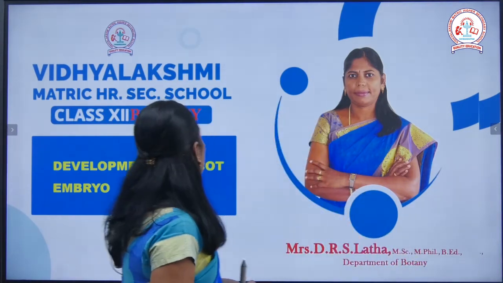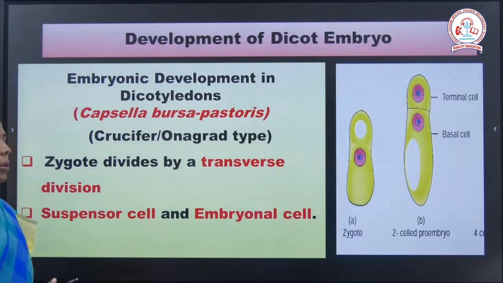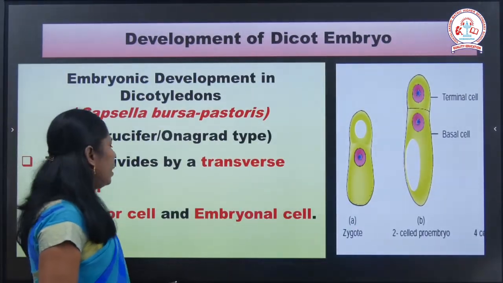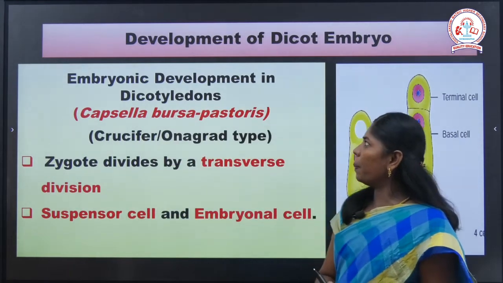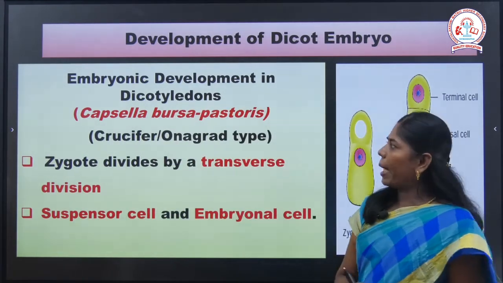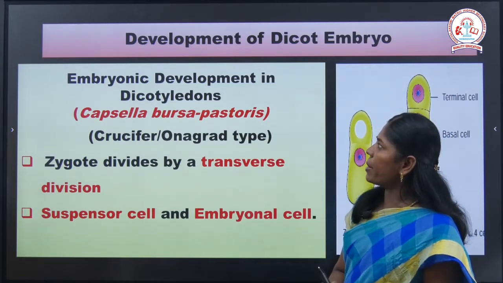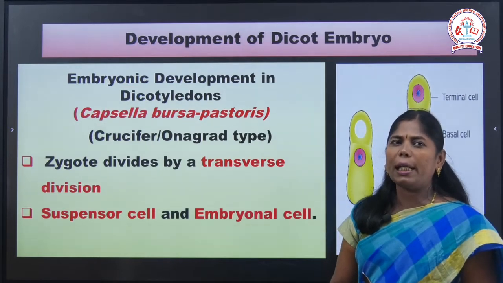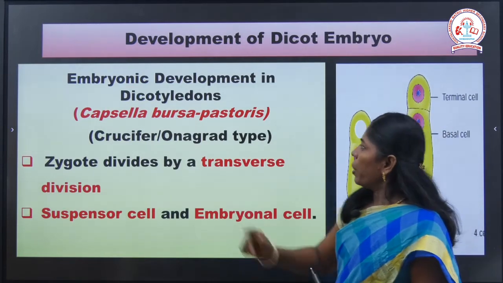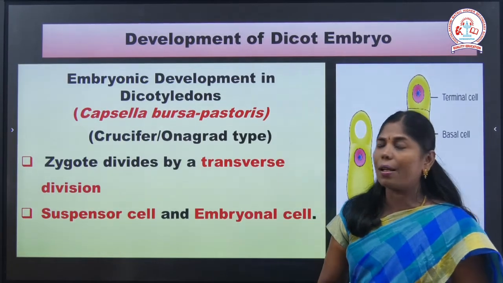Development of dicot embryo. The embryonic development in dicotyledons. Today we are going to take the species Capsella bursa-pastoris, which is the name of the species. Here we are going to see the embryonic development, which belongs to dicotyledons, the crucifer or Onagrad type.